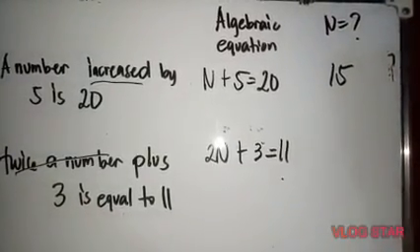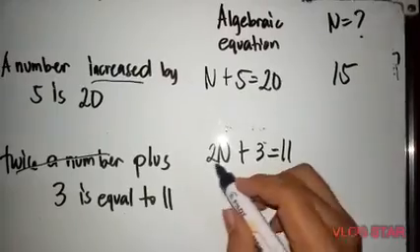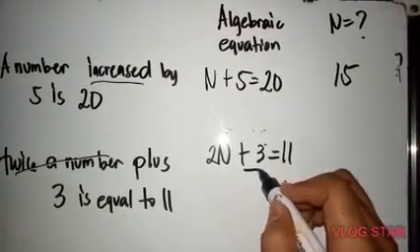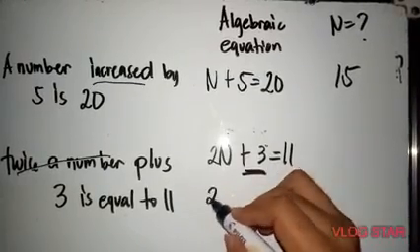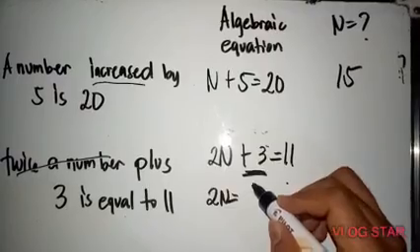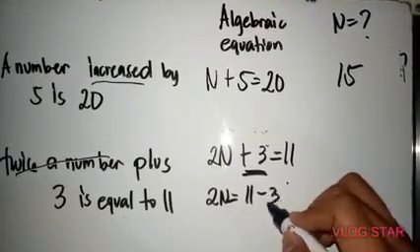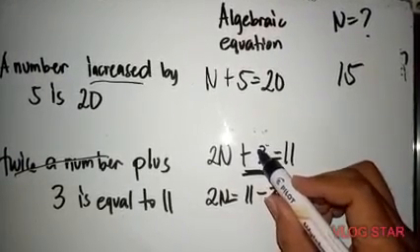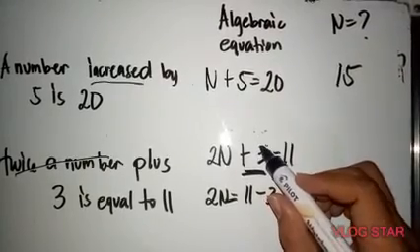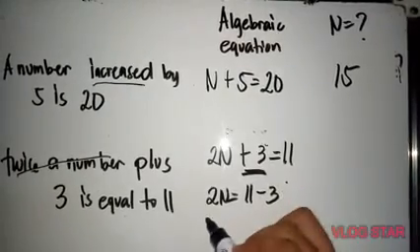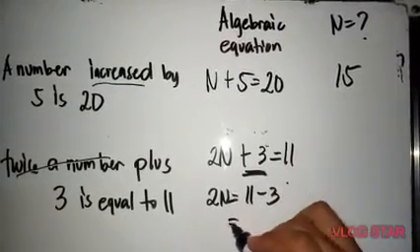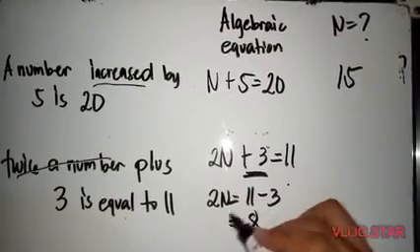So how do we get the value of n? First, think of the reverse operation for addition. So 2n is equal to 11 minus 3, since the reverse operation for addition is subtraction, then minus 3 here. So 11 minus 3 is 8.